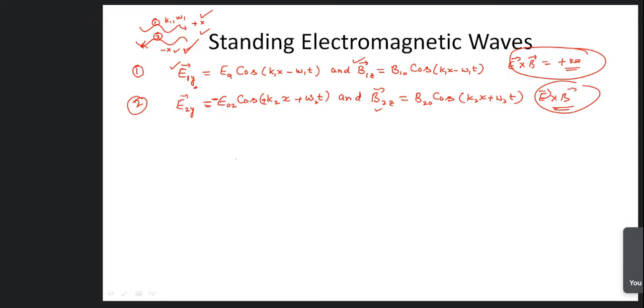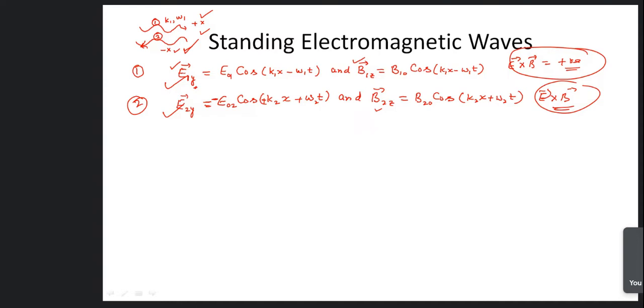Okay, so with these changes, these equations are representing two electromagnetic waves, one propagating in the positive direction of the x-axis, the other propagating in the negative direction of the x-axis. Let us say that they superimpose. So by simply adding these two, we can say that there is a superposition of these two waves, and then a standing wave is formed.